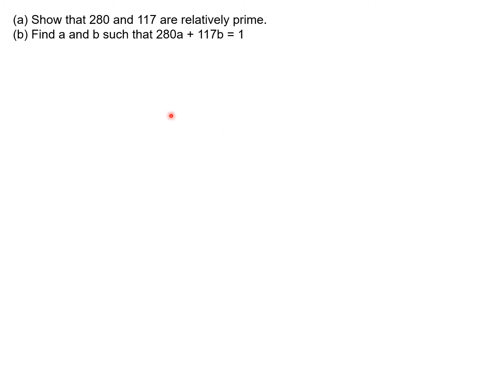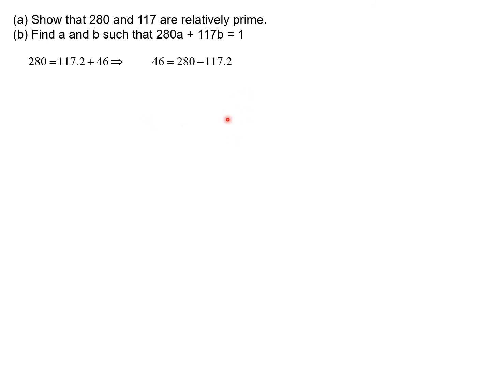For this next example, we are required to show that 280 and 117 are relatively prime. And for part B, we need to apply the Euclidean algorithm to determine the values of A and B, given that 280 times A plus 117 times B equals 1. So for part A, we need to show whether 280 and 117 are relatively prime.